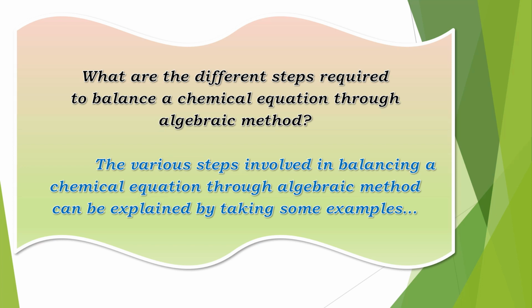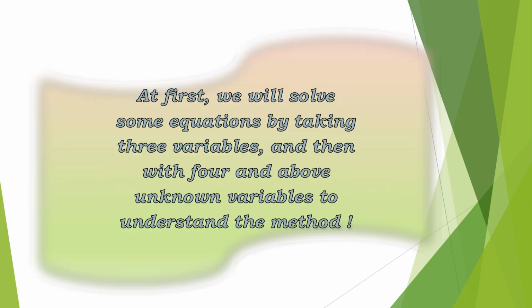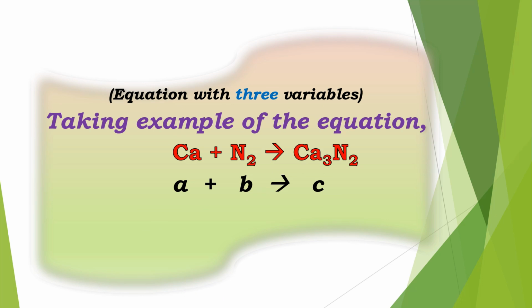What are the different steps required to balance a chemical equation through algebraic method? The various steps involved can be explained by taking examples. At first, we will solve some equations by taking 3 variables and then with 4 and above unknown variables to understand the method. By taking the example of the equation, calcium plus nitrogen gives calcium nitride. It is an equation with 3 variables.